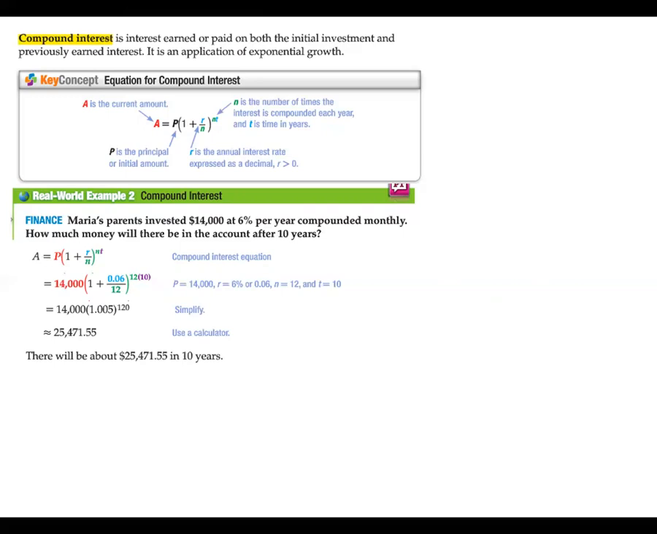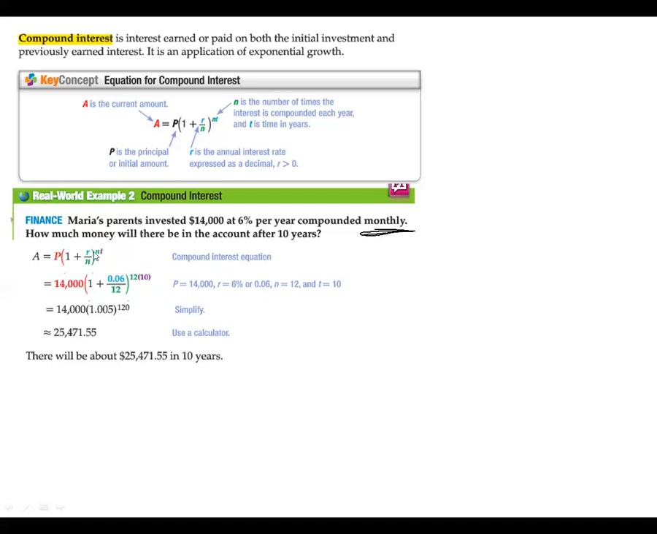Maria's parents invested $14,000 at 6% per year, compounded monthly. So you have to think, how many times per year would it be compounded if they compound it monthly? Well, that would be 12. How much money will there be in the account after 10 years? So we use our formula. The initial amount is $14,000. The interest rate is 6%, but as a decimal, it's 0.06, so that goes in for r.